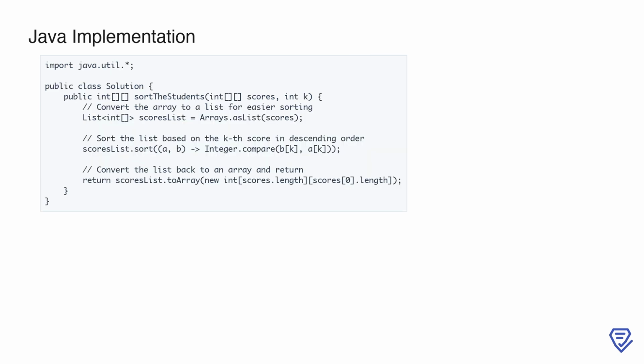This is the Java implementation of the sort the students by their kth score problem from LeetCode. The logic mirrors the Python implementation using Java-specific constructs. Here, the 2D array is converted to a list for sorting, and the comparator is used to sort based on the kth column in descending order. The sorted list is then converted back to a 2D array before being returned.